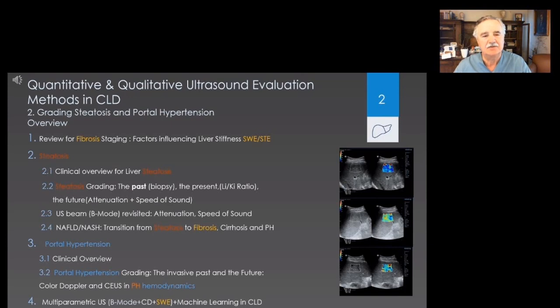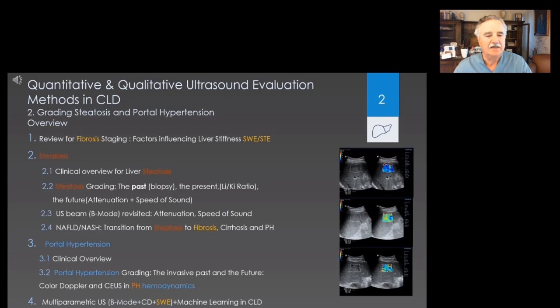This is the second webinar focusing on grading steatosis and portal hypertension, but we are going to perform a reminder of the first webinar, stating some crucial points about fibrosis staging. Then the second chapter, steatosis.